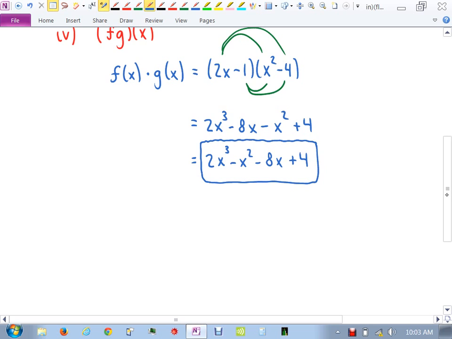You should. Let's see, what would it be if I plug 2 in? 2 times 2 cubed minus 2 squared minus 8 times 2 plus 4. 2 cubed is 8 times 2 is 16. Minus 4 minus 16 plus 4. And that's 0.